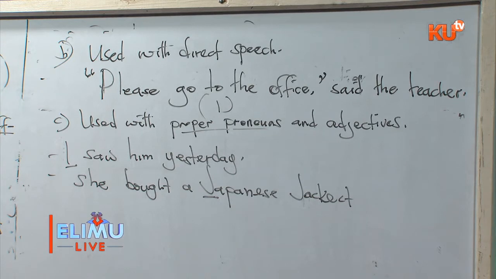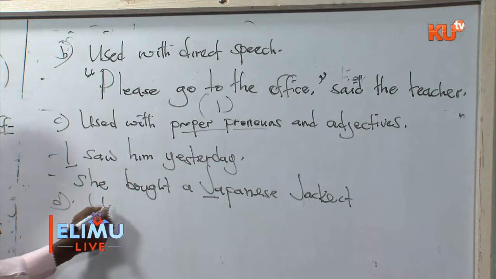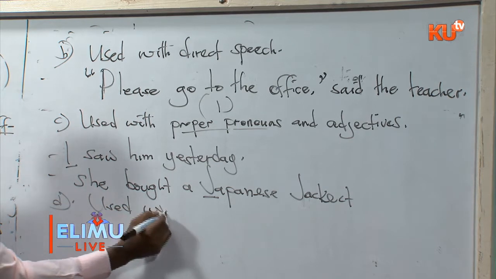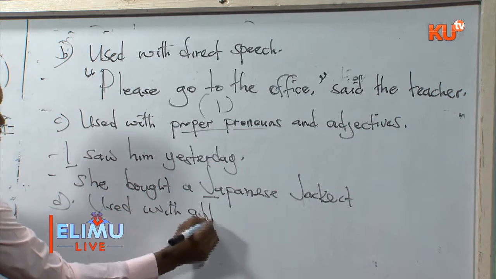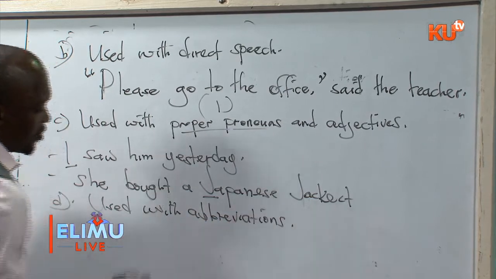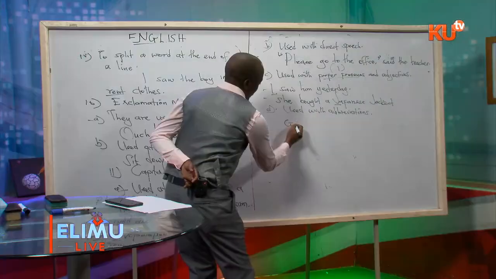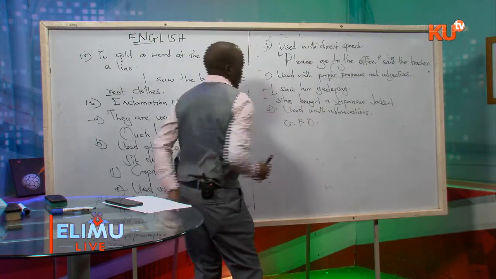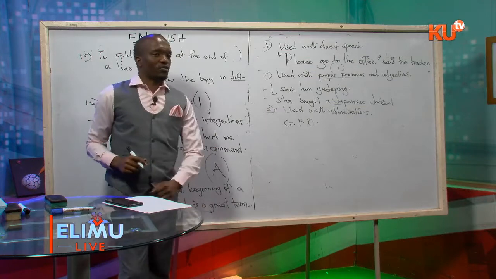The last one here, they are used with abbreviations. Like I gave an example of GPO, General Post Office. These letters must always be in capital.